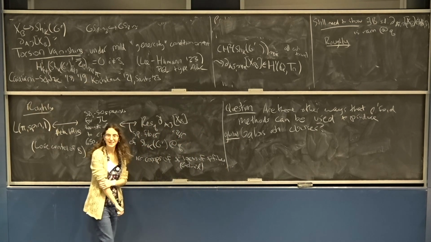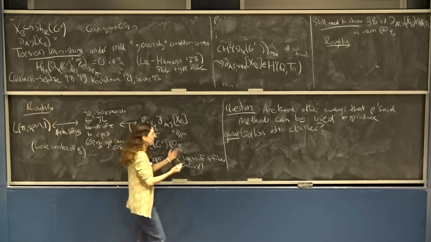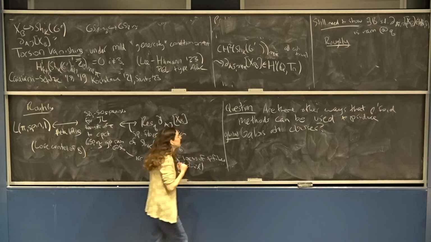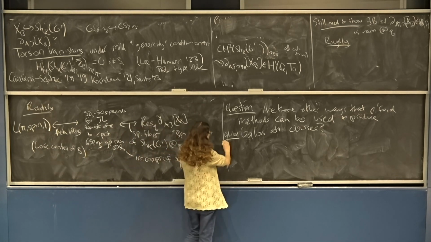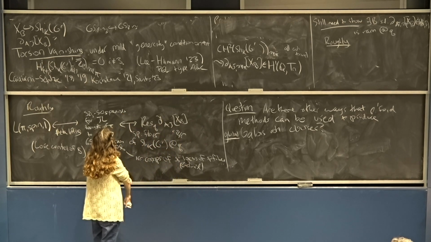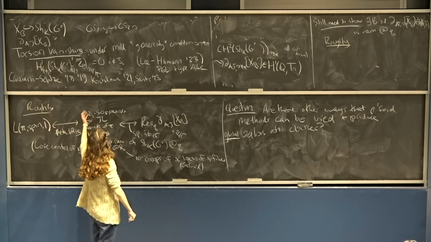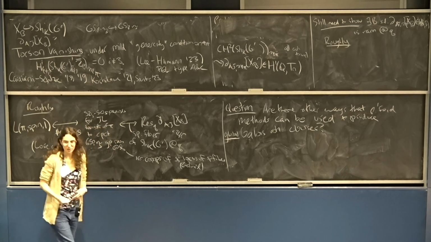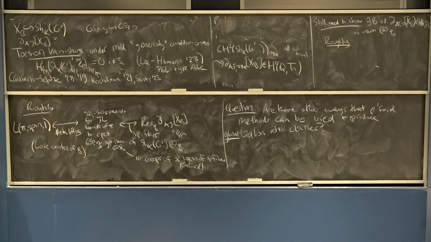One thing is that perfectoid methods are often local in nature. Here you can use them to do something globally, and I think it would be interesting to know more examples along those lines. So, thank you.